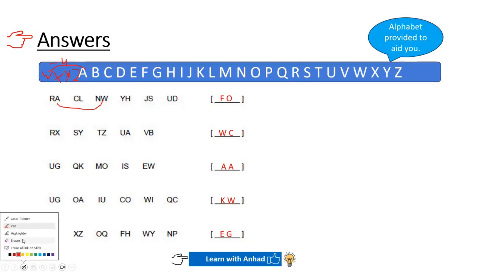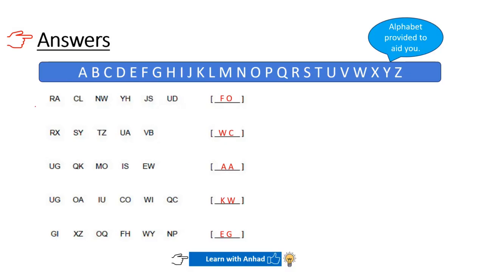Okay. And now for the next question. Over here, so R. So this one is back to normal. So R to S, and then S to T like that. R to S is plus 1, S to T is plus 1, T to U is plus 1, and U to V is plus 1. So V plus 1 is going to be W.